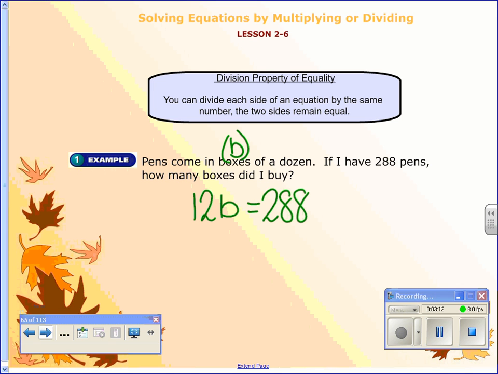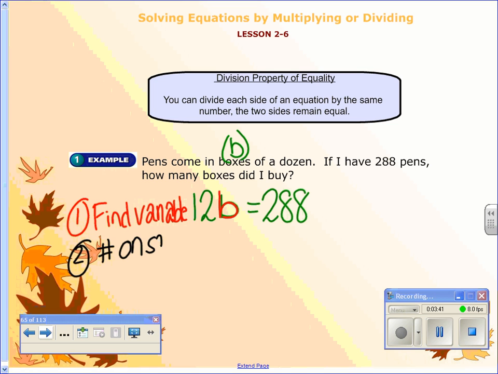Now we go back to that division property of equality. You can divide each side of an equation by the same number, and the sides remain equal. We're going to go through the same steps we did last night. Step 1, identify the variable. That's your first step, and here my variable is B. Step 2, find the number on the same side. Look and see what that number is. Here it's this 12. 12 is on the same side as B.